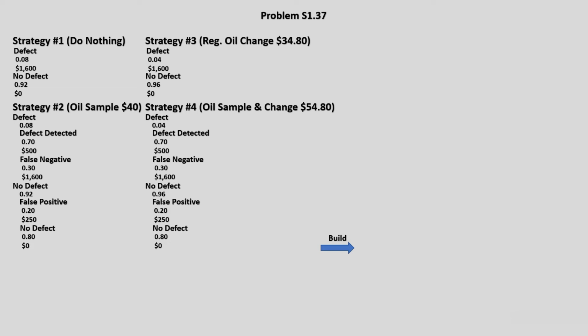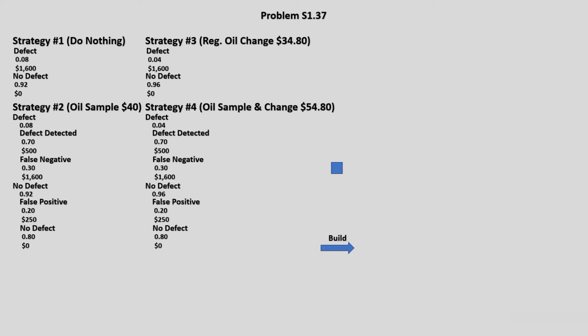Okay, how do we decide which option to go with? Well, we're going to use a sequential decision tree. First, you have to build the tree. So you take your strategies that you have on the left, and you know that you have to make one decision. Squares represent decisions, circles represent states of nature. So we're going to build our decision tree.